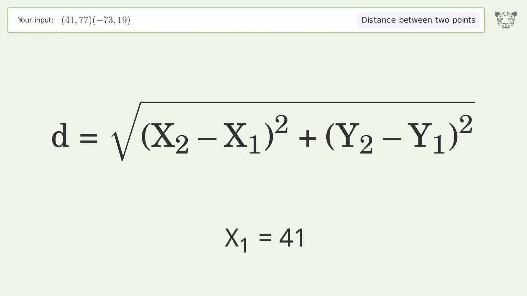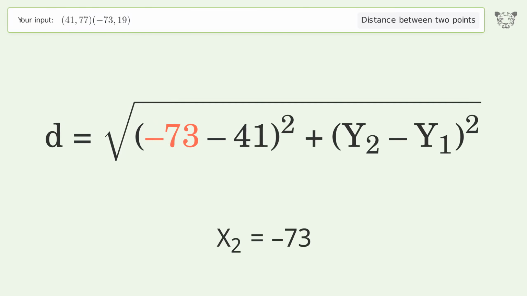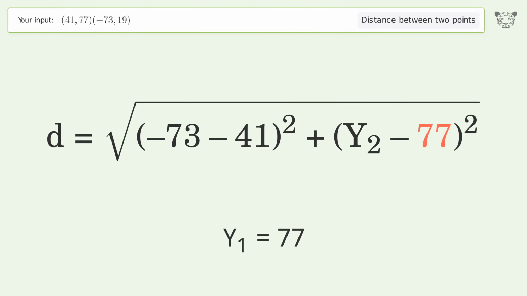x1 equals 41. x2 equals negative 73. y1 equals 77. y2 equals 19.